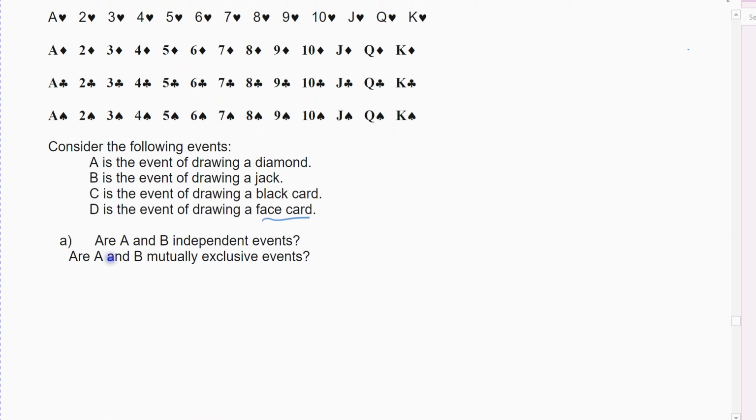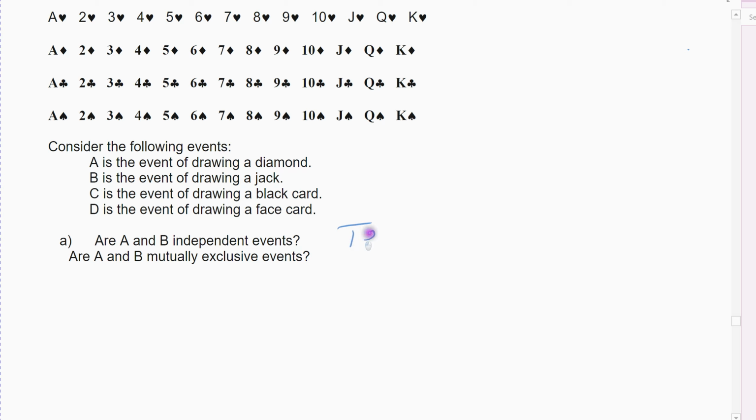So the first one is A and B, so I'm just looking at events A and B. Is the event of drawing a diamond independent of the event of drawing a jack? Is it mutually exclusive? You can probably answer that one right away. No, they're not mutually exclusive because I can draw a diamond that is at the same time a jack. So the and statement's not empty. But the independence is not as easy. I don't know if it's a yes or a no.